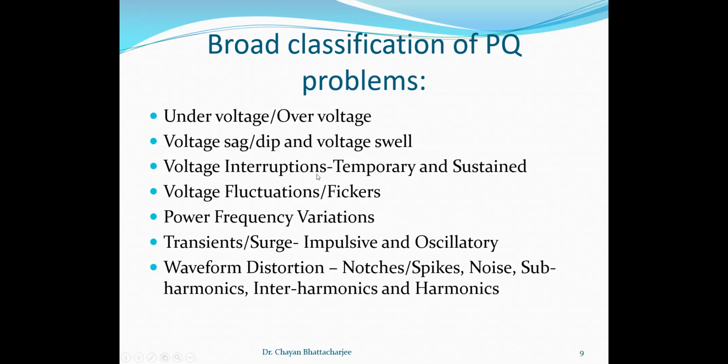Next, voltage interruptions. Voltage interruptions are of 2 types: one is temporary and the other one is sustained interruption. Sustained interruption is a long duration voltage variation which is greater than 1 minute. Temporary interruption is a short duration one which is less than 1 minute. And next is your voltage fluctuations or flickers. So what are voltage fluctuations and flickers?